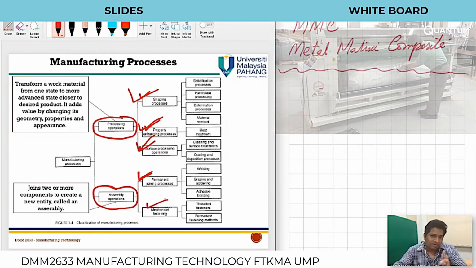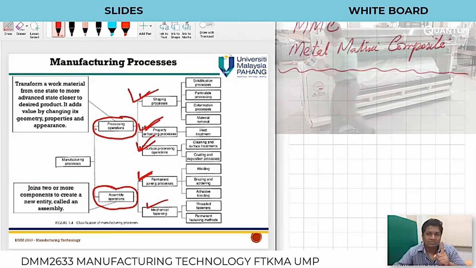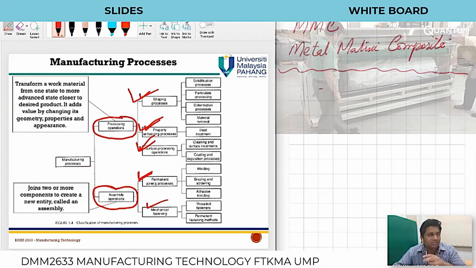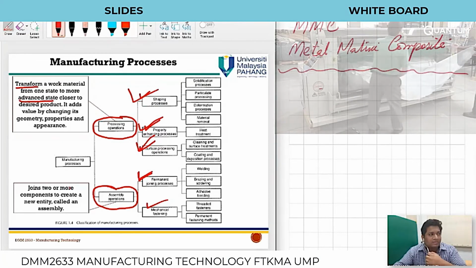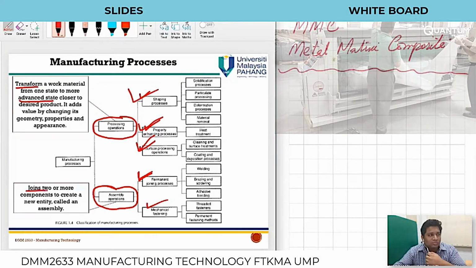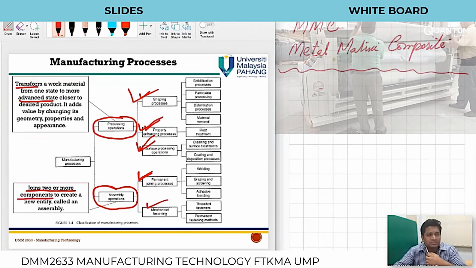So just remember that manufacturing process is based on two things. Number one is processing operation. Number two is assembly operations. Processing operation is to transform work material to advanced state. Okay, and assembly operation is to join two or more components. That's it.